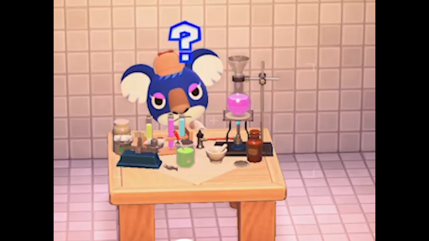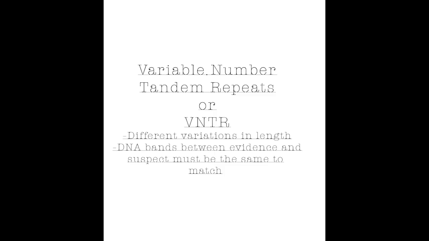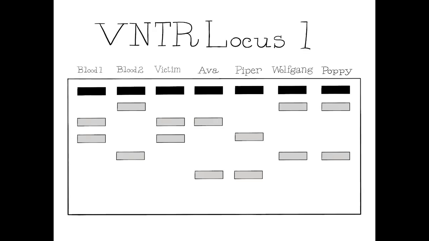In our case, Yuka will have the DNA amplified for 2 different variable number tandem repeats, or VNTR loci. VNTR has different variations in length among individuals. To match a DNA sample to a suspect, both VNTR alleles from a specific location on the gel must match. First, we are going to look at VNTR locus 1.